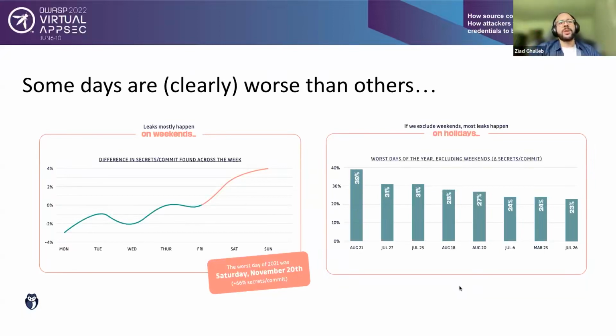Now, if we take a look at the days across the year, and the worst days of the year, of course excluding weekends here, we see that summer is a particularly good season for leaked secrets. Lots of secrets leak in August, July, and also March.